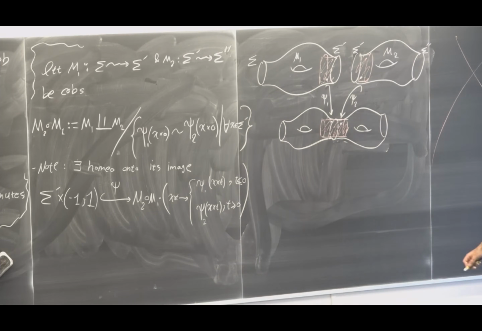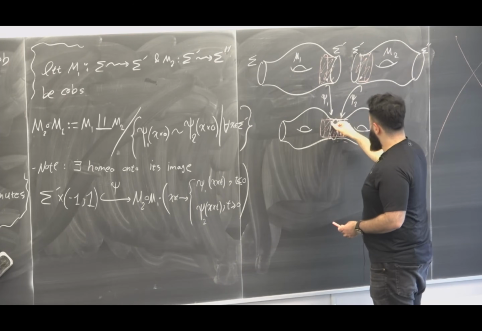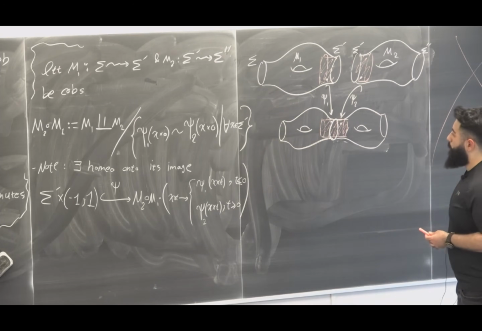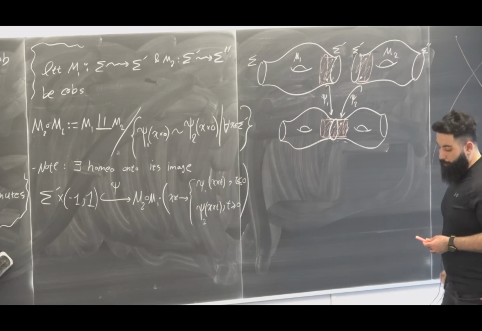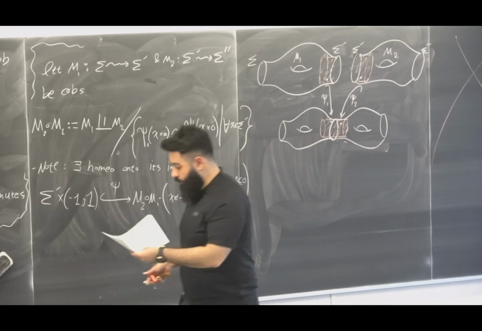And at the 0, where's the 0 when t is 0? It's just sigma prime. They have to agree. That's where the gluing is happening. Okay. Any questions? Okay.